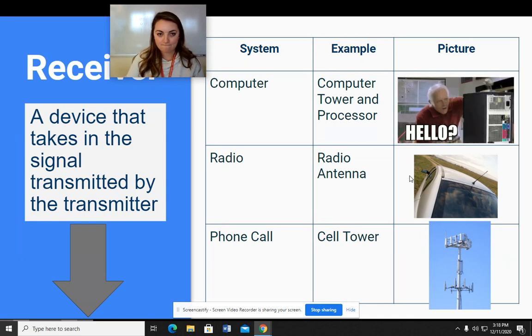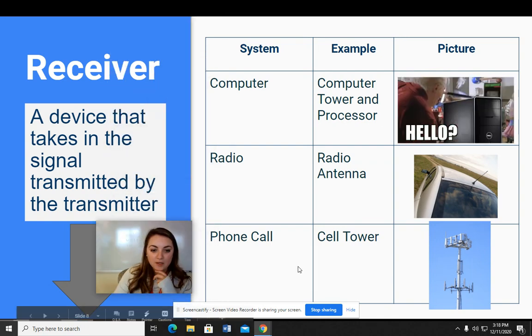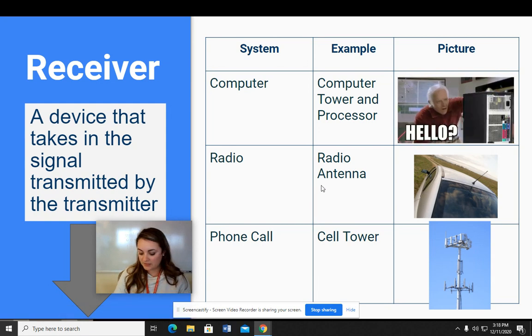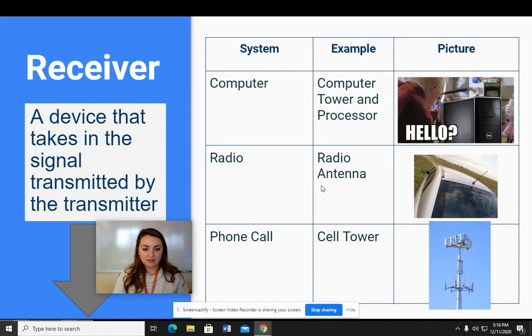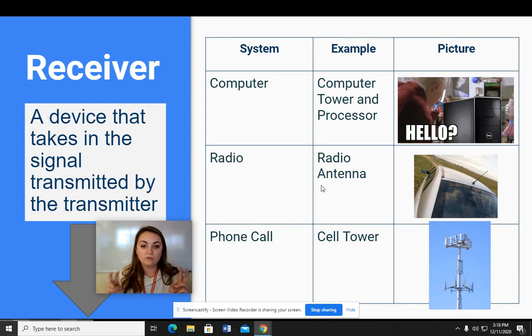Okay. So you can pause, type that in. Okay. So that is our receiver. After the message has been received, the issue that we have is that that signal or that message is still in the computer language or the radio language or the phone language. It's in those electrical signals. We don't speak electrical signals.